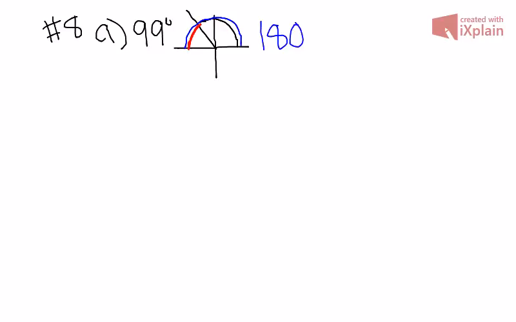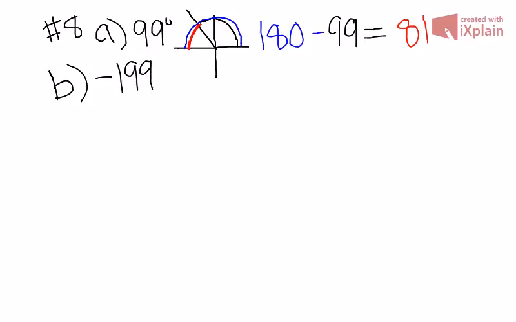Okay, so number 8 here, we're just running through more of these examples. So 99 degrees, right? 90 degrees would be to the top, and we'll just go a little bit past that. 99. So that's about 99 degrees. So we need to find that reference angle there, the red part. So the blue is a whole 180. Then we just have to subtract away the 99, and that gives us what's left in red, the 81. So our reference angle would be 81.